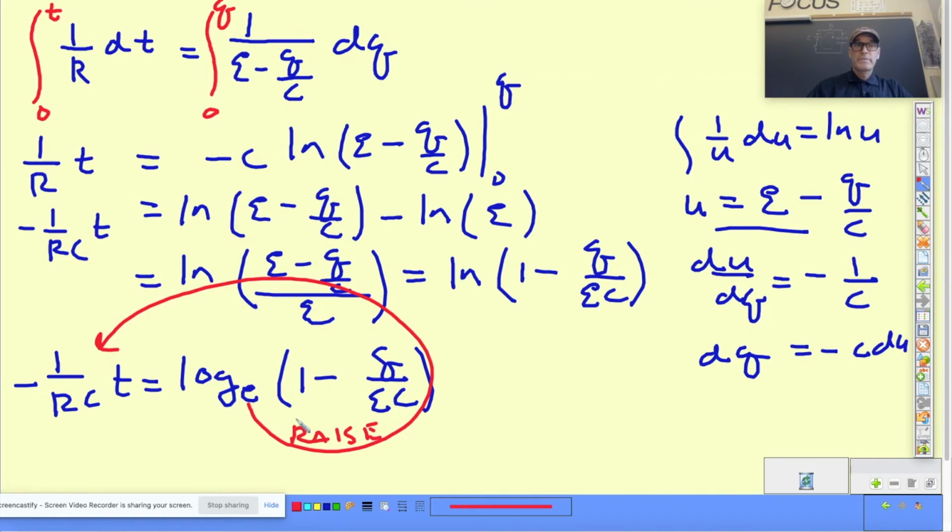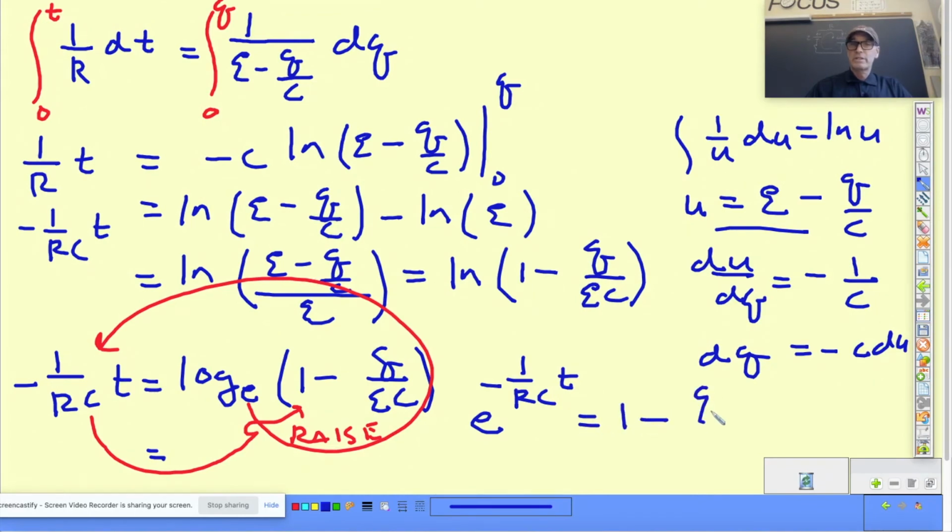Okay. And then you're going to set it equal to this quantity, 1 minus Q over EMF times C. So I'm going to do that step here and set it equal to. So e raised to minus 1 over RC t is equal to 1 minus Q over EC. All right, let's do that. So we have e to the minus 1 over RC t is equal to 1 minus Q over EMF times C.